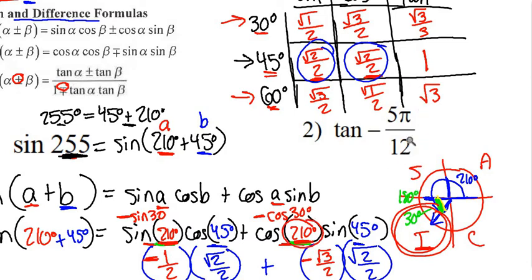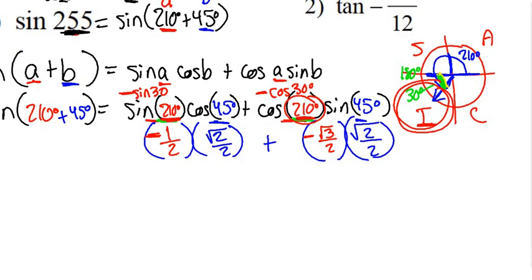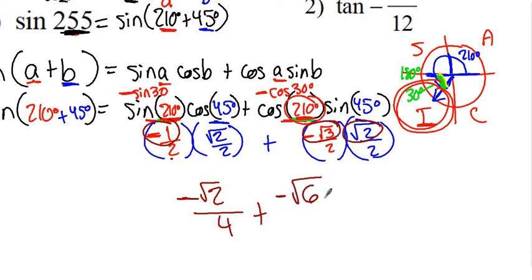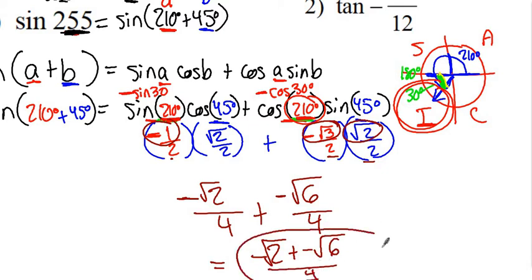Now our last step is to simply multiply these out. So how do we multiply fractions? We just multiply the tops. Negative 1 times root 2 is negative root 2. 2 times 2 is 4. And then over here, negative root 3 times negative root 2 would be negative root 6. That's coming from this times this. And on the bottom, 2 times 2 equals 4. Now we can just combine these and get negative root 2 plus negative root 6 over 4. Okay, that's our exact answer.